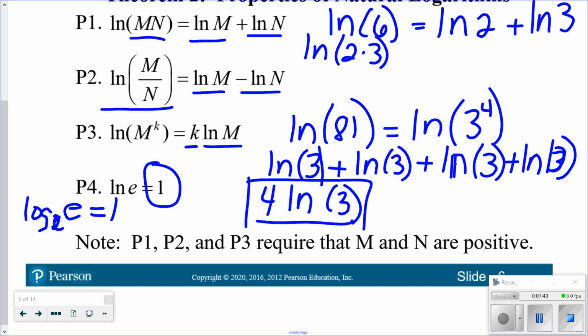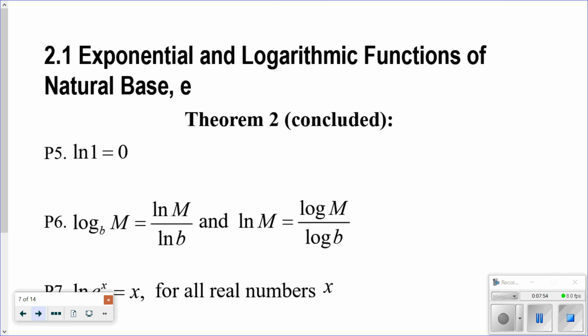Okay, what can I raise something to and get out itself? What exponent would I raise it to get out itself? The answer to that one is 1. Okay, the natural log of 1 is 0. And this works no matter what your base is. So we can even do a different base.